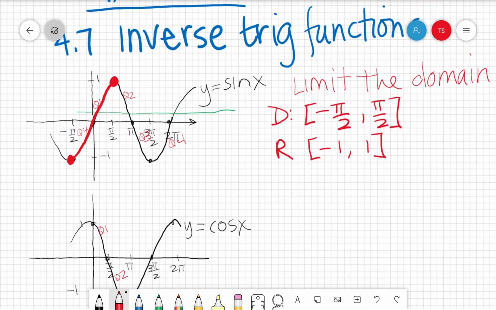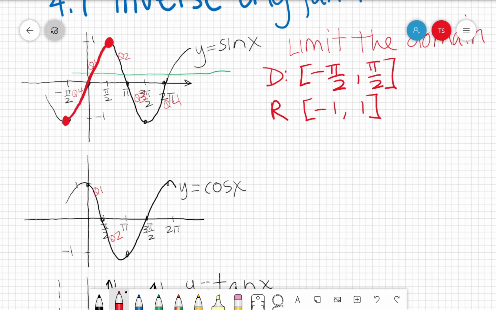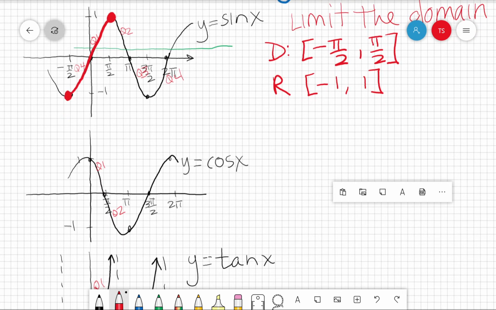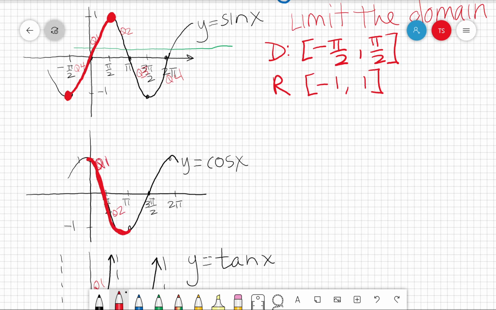And let me just go over the domain for the sine, the cosine, and the tangent, and then we'll talk about what the inverse is. And so for the cosine, if we look at our graph, we can encompass the range of numbers from negative 1 to 1 if we limit the domain from 0 to pi. And so the positive cosine values are going to be found in quadrant 1 and here. And the negative cosine values can be found in quadrant 2.